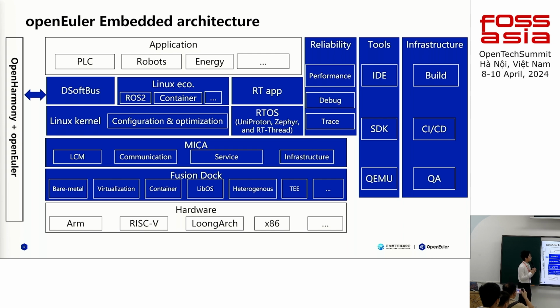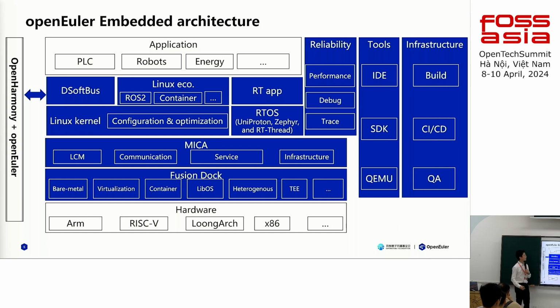And also, reliability is our focus. So we would like to provide performance tuning, debugging, and tracing methods. For example, the MICA framework provides debugging methods for RTOS which has realized the GDB stub. And also, the tools and infrastructure are very important because they are the backbone of our system and they are supporting our daily work.